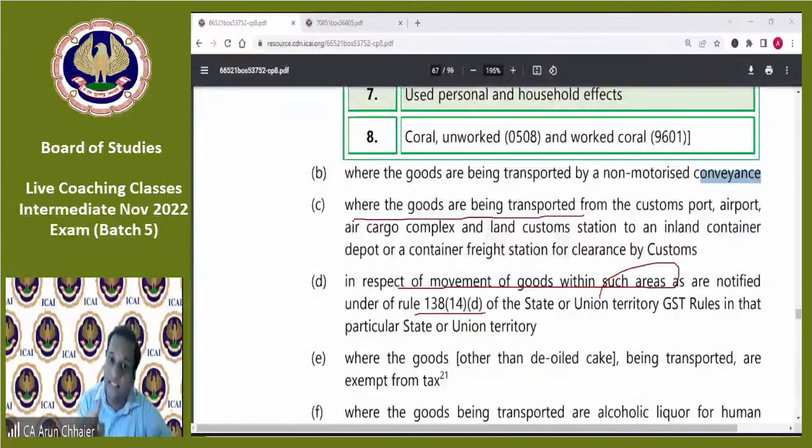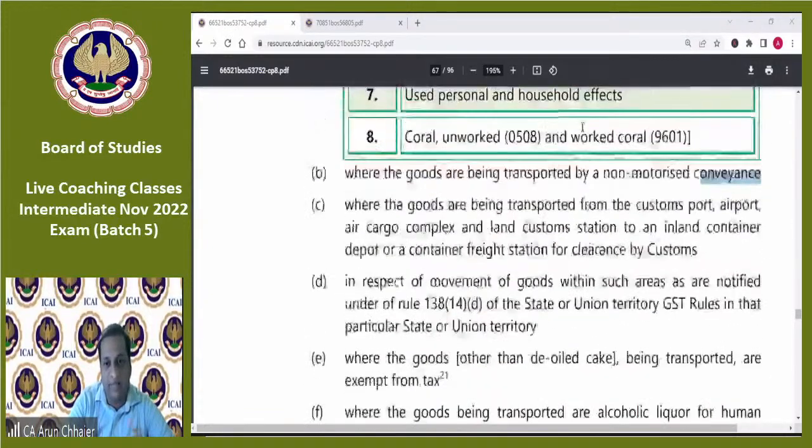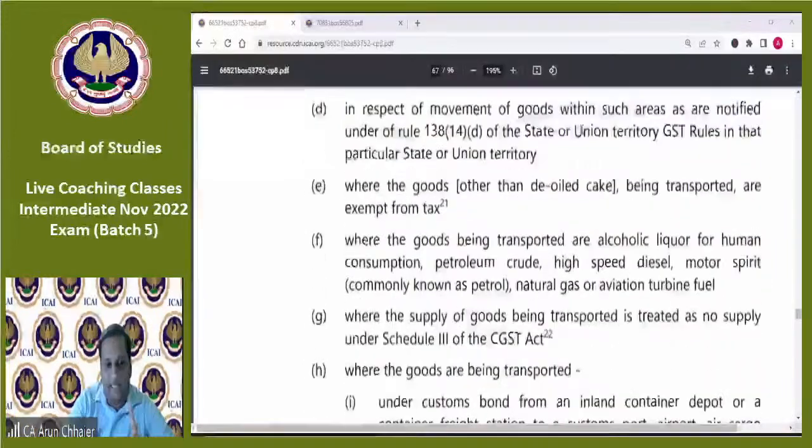Because of the CGST rule, sub-rule 14 clause D is giving permission to the state, where the goods, other than de-oiled cake, being transported are exempt from tax. See, the list of the exempted goods does not require the e-way bill except one item, that is de-oiled cake.